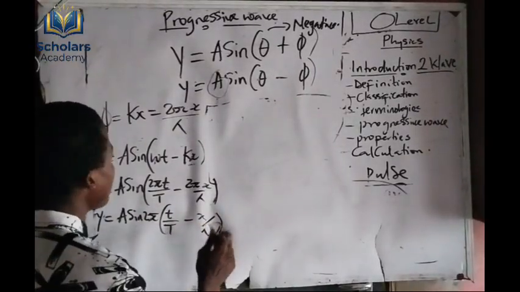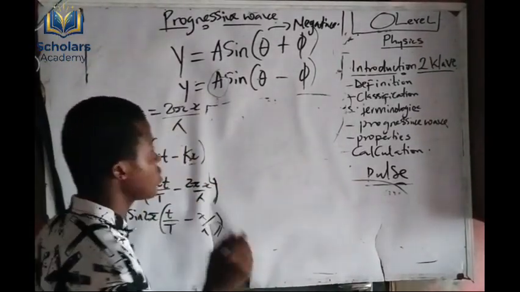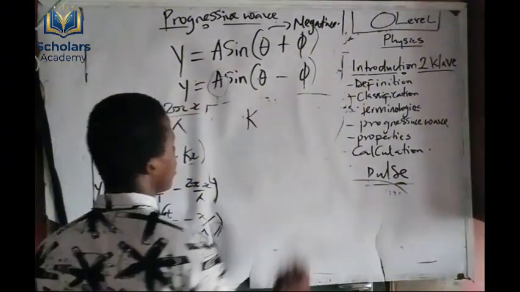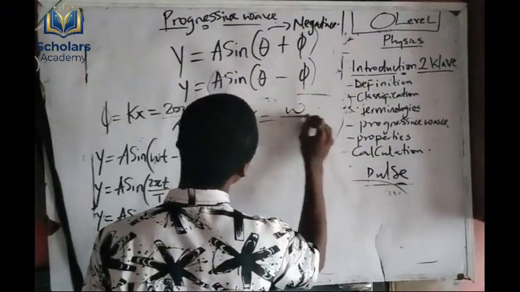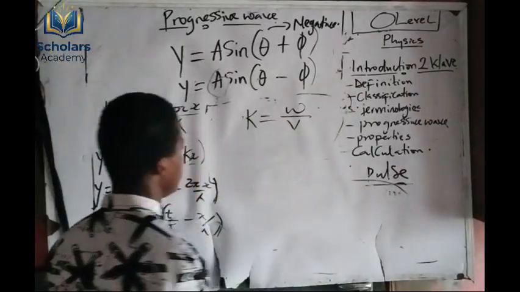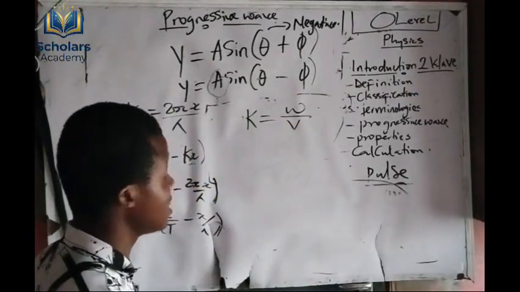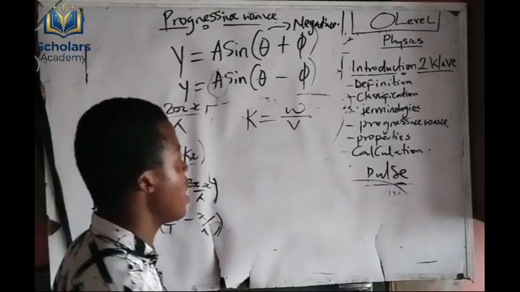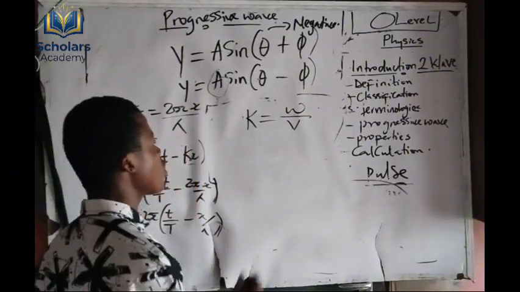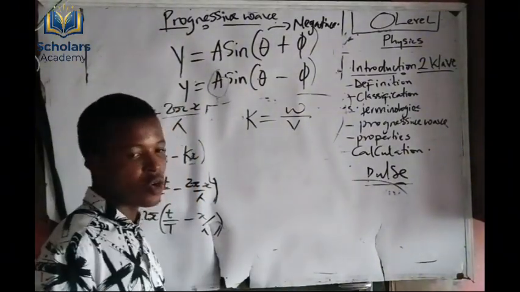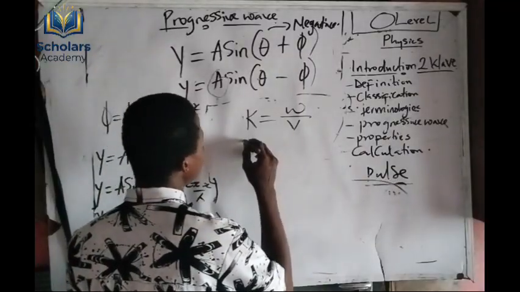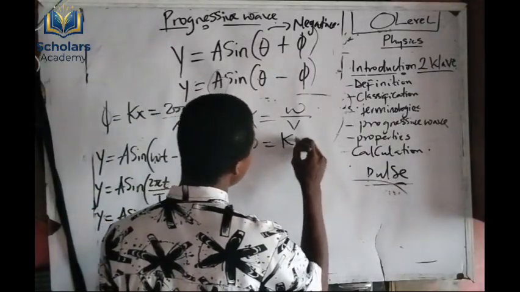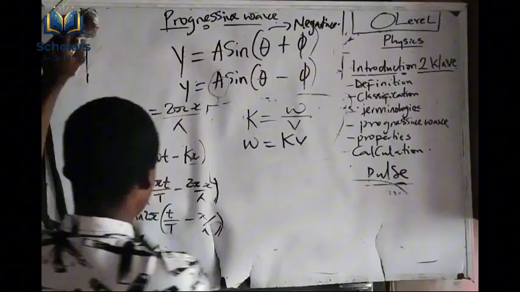Okay, so we can have this equation, and we can also have this equation. Now, another thing I want to tell you: our wave number or phase constant is also equal to angular velocity over linear velocity. That means that our angular velocity will now be what? kv.